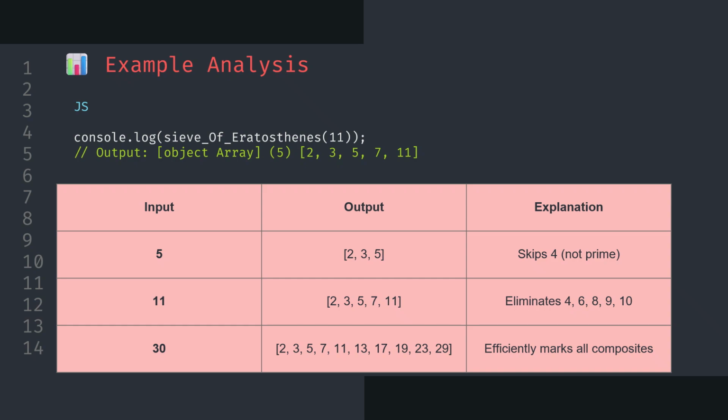Let's look at how this works with actual input. When given 5, it returns 2, 3, and 5. It smartly skips 4 because it is marked as a multiple of 2. With 30, we get a longer list, all efficiently generated without repetitive checking.